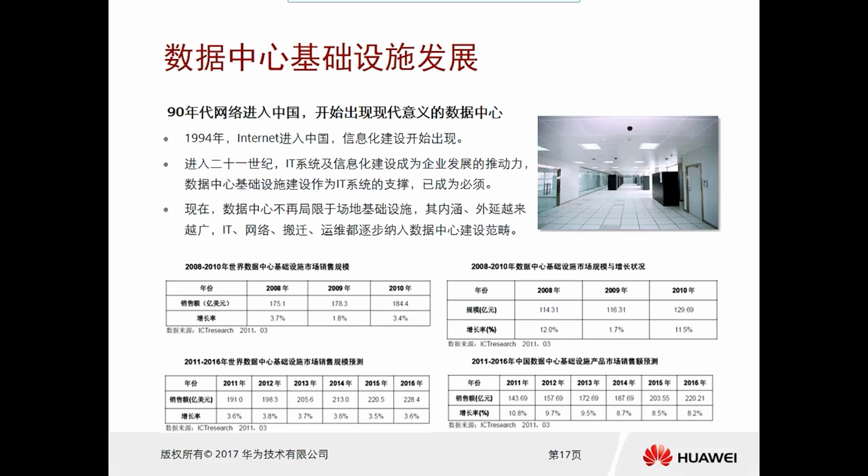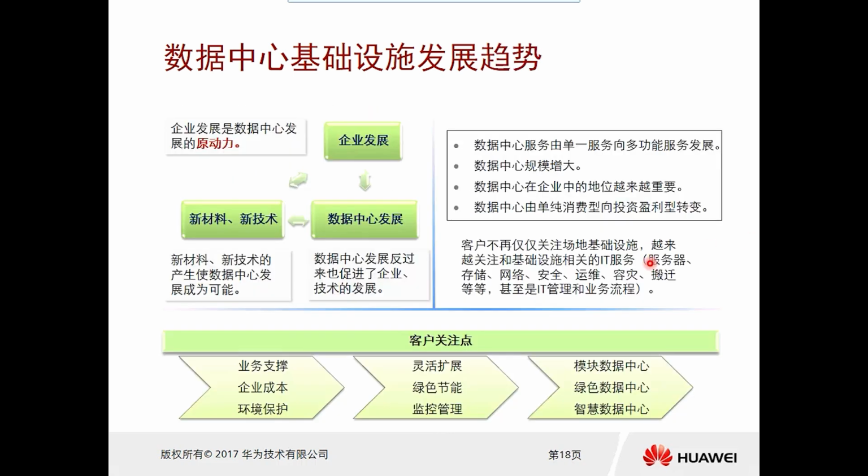Let's take a look at the development trend of data center infrastructure. Previously, we discussed that IT systems and information construction have become the driving force of enterprise development. To be precise, the development of a company should be the development of its business. It constantly proposes requirements to IT systems and informatization construction. This is also the prime mover of our data center construction and development.